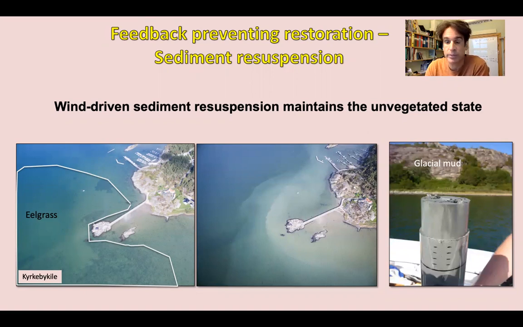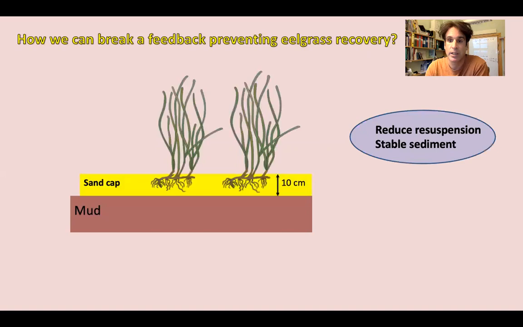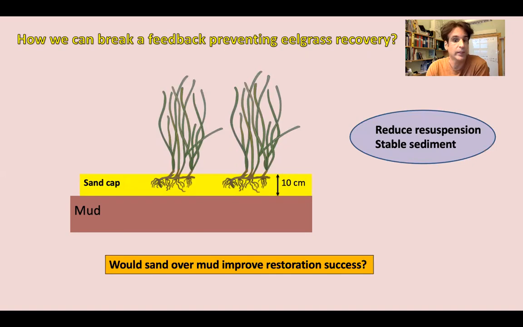So if you want to restore this bay, just planting it will not work because the plants will not have enough light to grow there. So what can we do to prevent these feedbacks that are preventing eelgrass recovery? The situation is that we have mud, and perhaps if we could add some sand on top of it and then plant eelgrass, then we could reduce the resuspension and stabilize the sediment in this bay. But will this sand over mud improve restoration success? That's what we wanted to know.